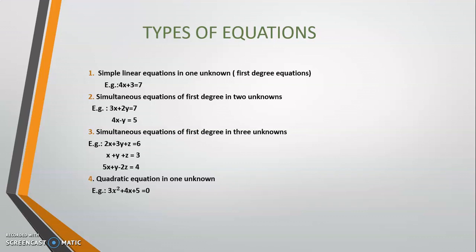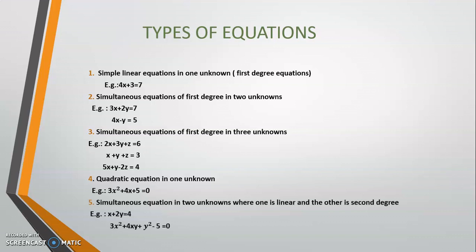Example is 3x² + 4x + 5 = 0. Here the degree of x is 2. 3x² + 4x + 5 = 0. The degree of the equation is the highest power of the unknown. Here the highest power of x is 2. So it is known as quadratic equation in one unknown.